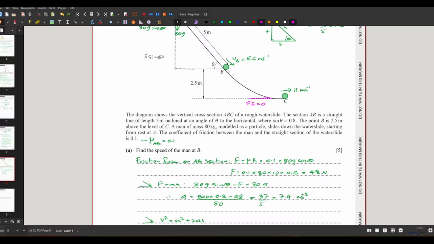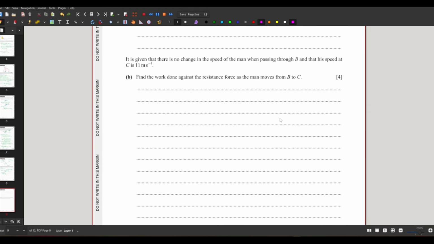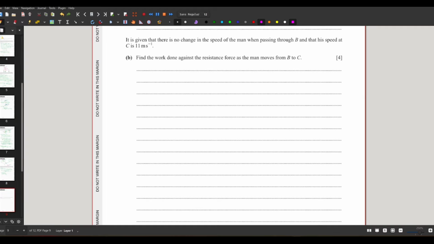So that means initially you had the potential energy plus kinetic energy, and some amount of that energy reduced due to the work done against the resistance, and then it equals the final kinetic energy. So let's use that energy conservation concept here. So I will write kinetic energy at point B.